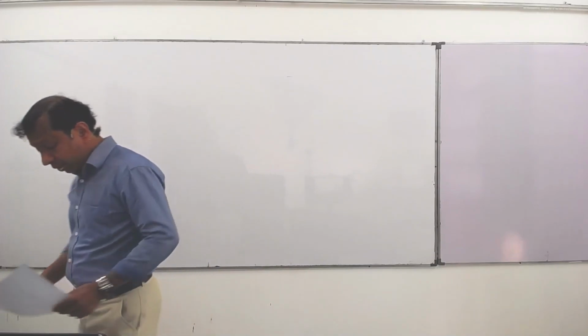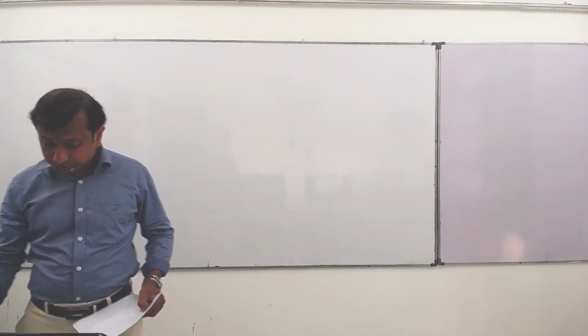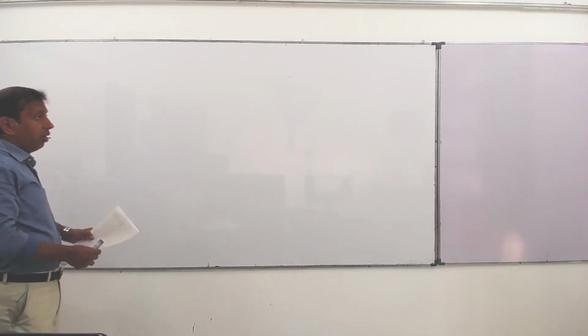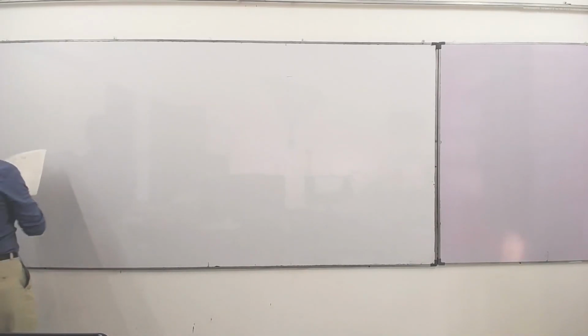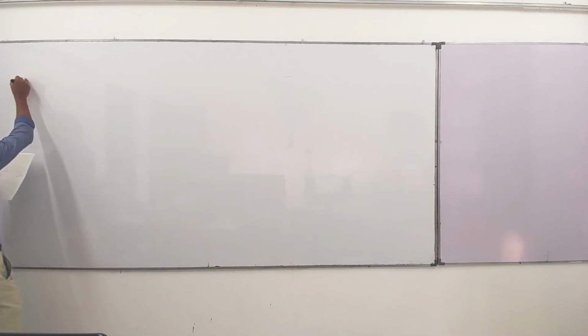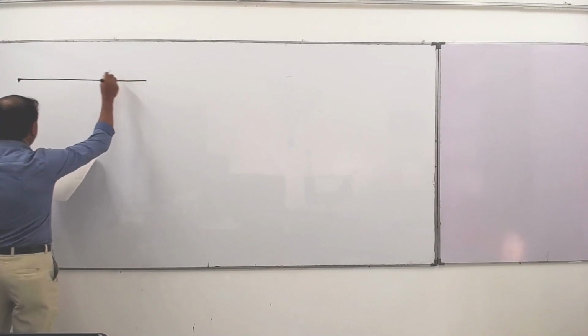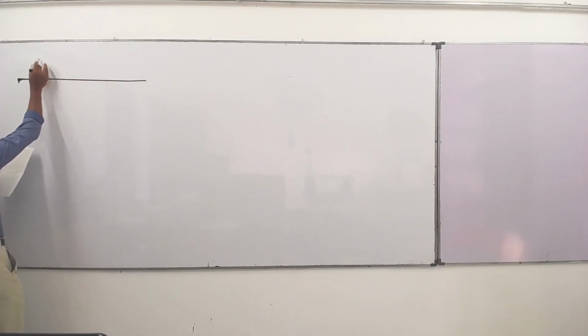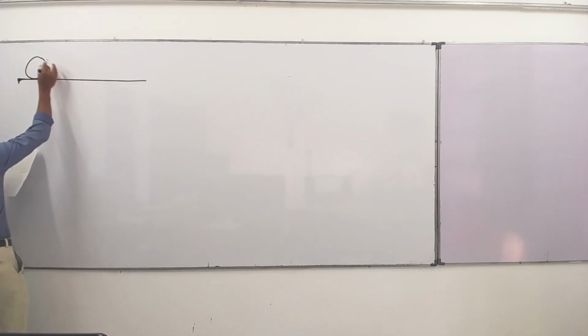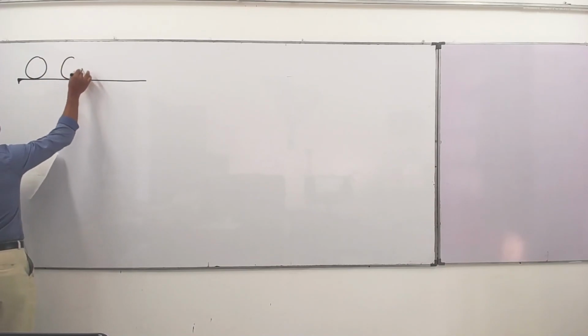Right. Now, we can draw the diagram here. Before the collision, P and Q.